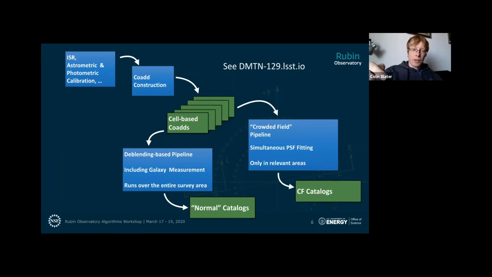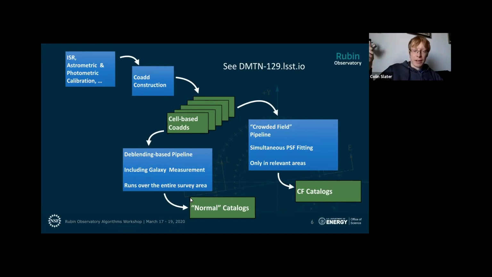But on one hand, while the deblending-based pipeline would produce the set of catalogs that we normally think about, the catalogs that are listed in the DPDD that we've been thinking about mostly this week, we would also produce a separate set of catalogs, a much more restricted set of columns and values specific to the output from a crowded field pipeline that would only work on stars and not galaxies, and would be primarily focused on areas of the sky where this is relevant. So we wouldn't not run the deblending-based pipeline in the galactic plane.